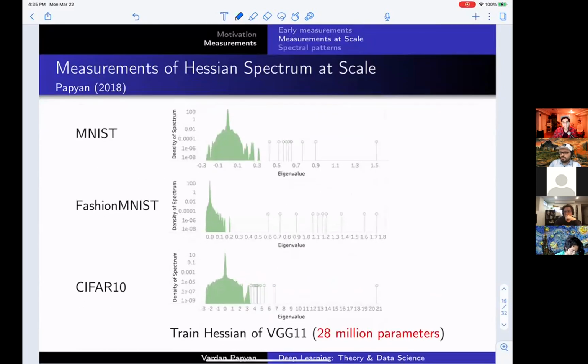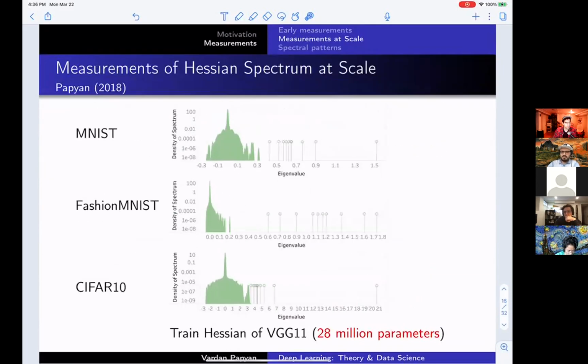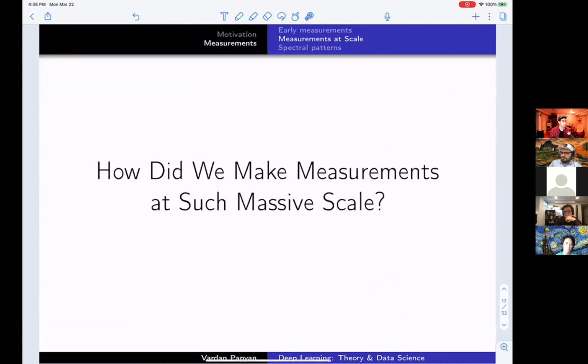And so I also showed you these measurements at scale. So this is, for example, for VGG11, and you can scale it to even larger data sets and architectures, which essentially measure the spectrum of the Hessian for real cases, right? And the question that you should ask yourself is, how is this even possible? How can you calculate the spectrum of the Hessian for such large networks and data sets? So how does one make measurements at such massive scale?